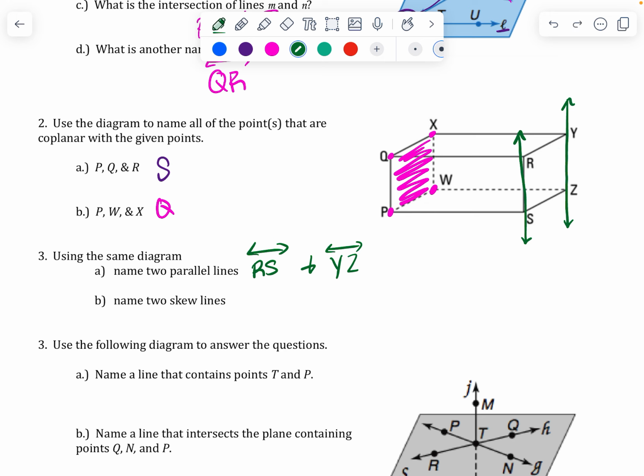So I would have to pick, I could do RS still, but then a line that's not going to intersect and isn't on the same plane, we could do this one back here as XY, or you could do this one down here, YZ, because I did the front one here as my first line. So any of those back ones. Notice that dashed line means it's in the back. So let's go with XY. So a couple of different answers for that, but the skew lines are not on the same plane and do not intersect. Even though it kind of looks like they're intersecting here, we'd have to remember this is a three-dimensional shape.